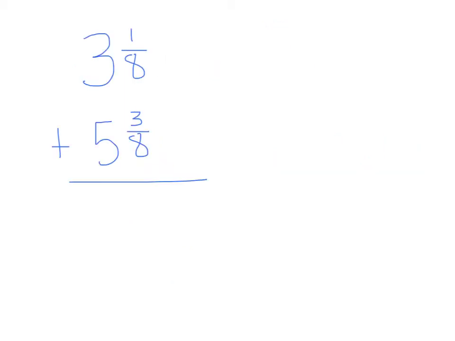When we have mixed numbers that have common denominators, it really works about the same way. I like to think about this, 3 and 1/8, as really being 3 plus 1/8. So I think I'm going to separate those. And then I think about 5 and 3/8 as being 5 plus 3/8, kind of like how we did partial sums. And then we can add the two parts.